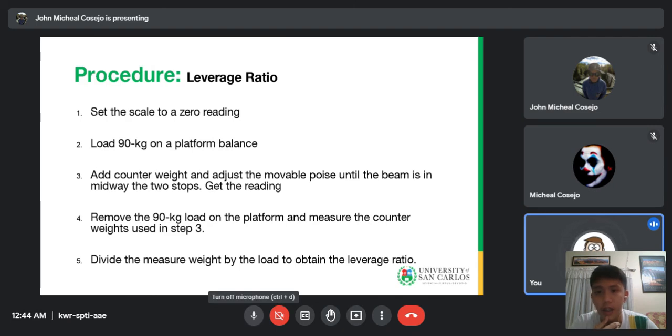And for the next one is the leverage ratio. First step is to set the scale to a zero reading, then load the 90 kilogram on a platform balance. Then after add the counterweight and adjust the movable poise until the beam is midway between the two stops, and then get the reading. Then fourth step is remove the 90 kilogram load on the platform and measure the counterweights used in step 3. Then fifth step, divide the measured weight by the load to obtain the leverage ratio.